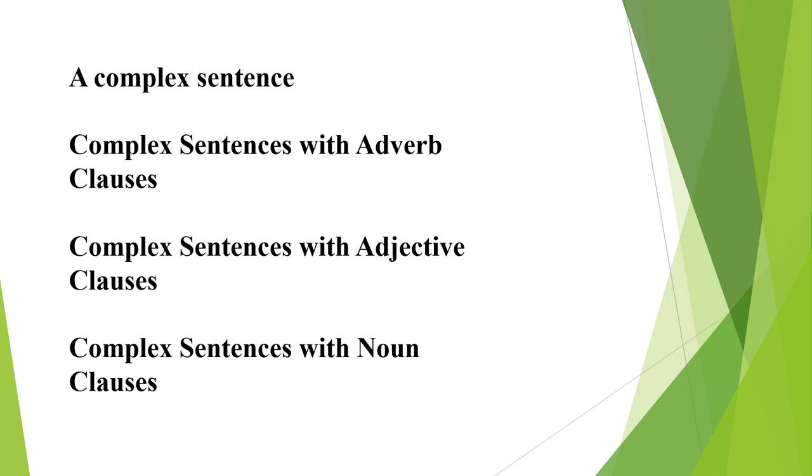So let's talk about complex sentences with noun clauses. A noun clause begins with a question word, that, whether, and sometimes if. A noun clause acts like a noun. It can be either the subject or an object of the independent clause. Scientists know what caused it. What caused it? Dependent noun clause: what caused it is the object of the verb know.